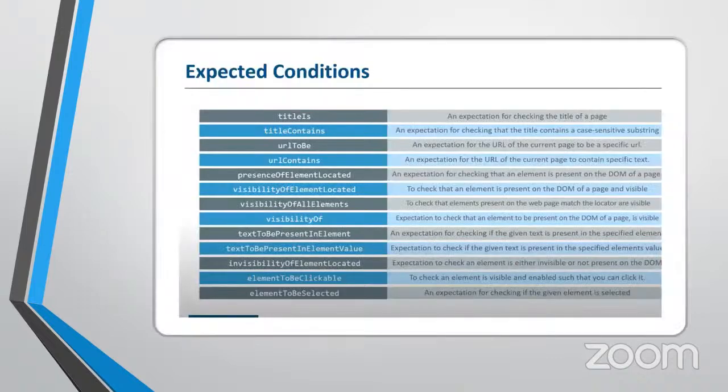So here are some of the expected conditions which you can apply explicit wait with. You can apply it to if the title is, if the title contains, if the URL to be, if the URL contains, presence of the elements located, the visibility of elements located. So we'll go into the advantages and the disadvantages.